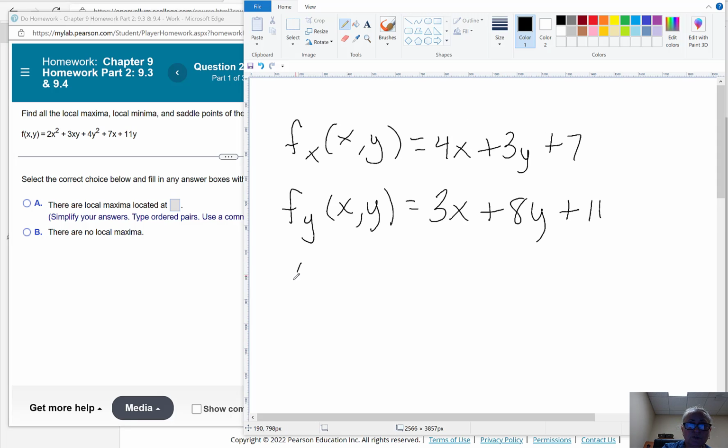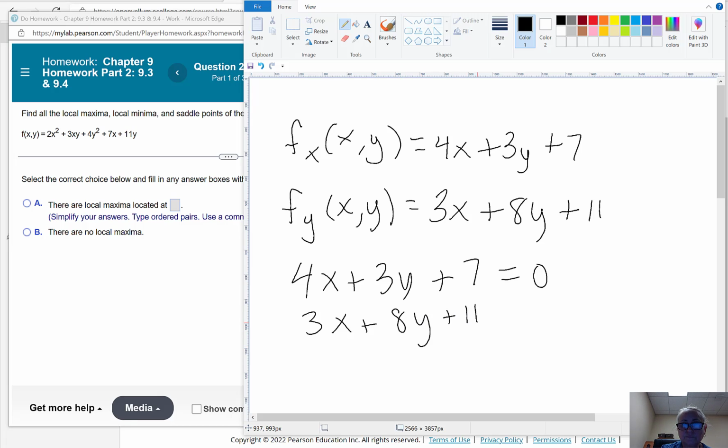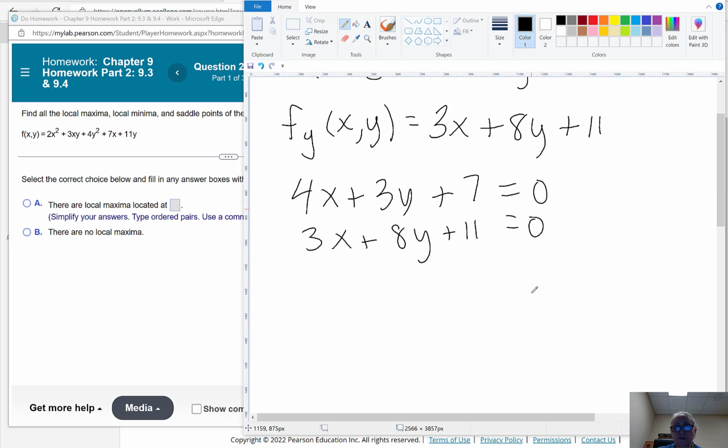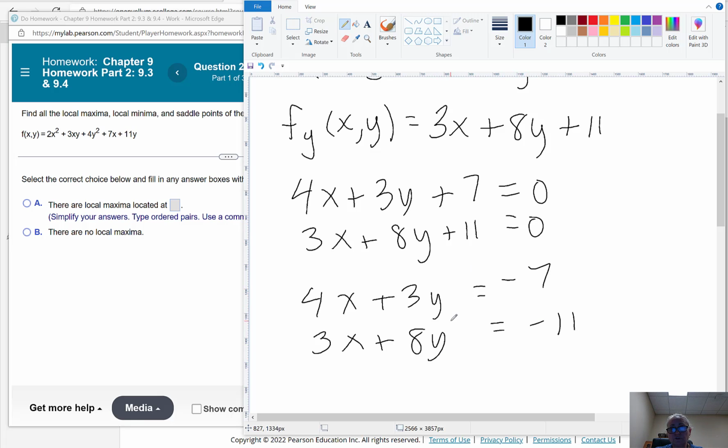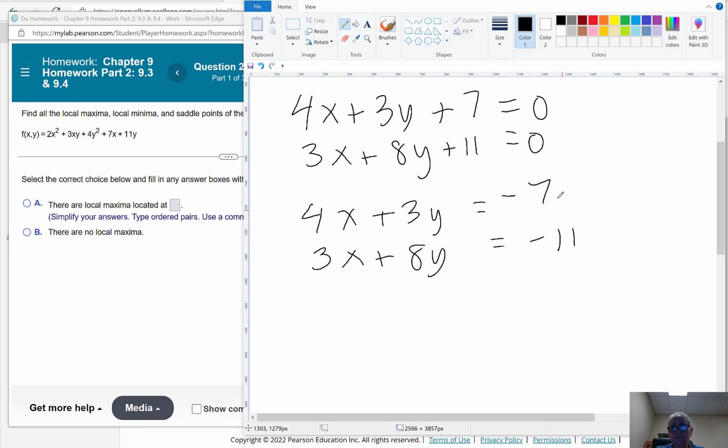So we set each one of these equal to 0. And this is a system of equations, and we've got to solve these simultaneously. So I'm going to just go ahead and move my 7 over by subtracting it, and move my 11 over by subtracting it, although it's fine to leave those on this side. I just prefer to get my constants on the other side.